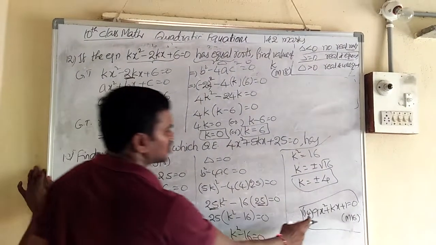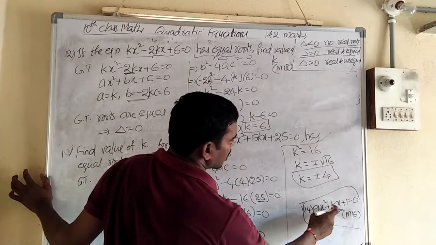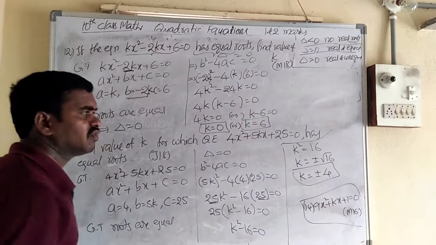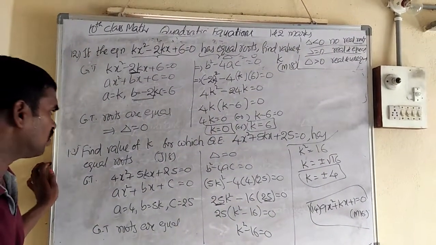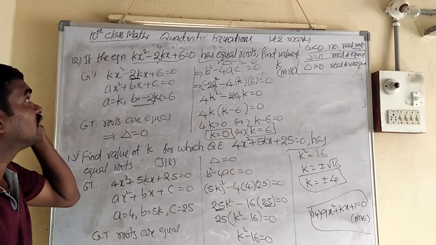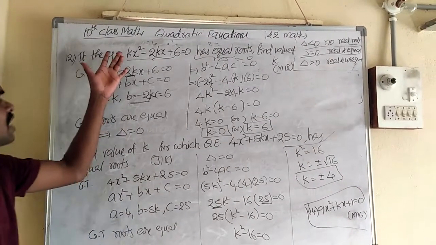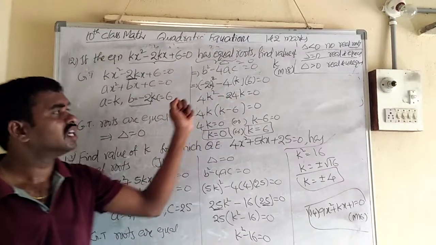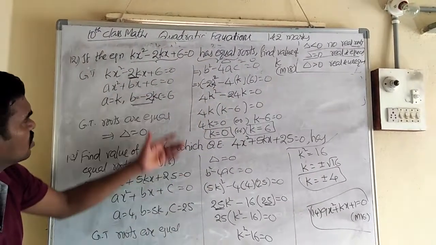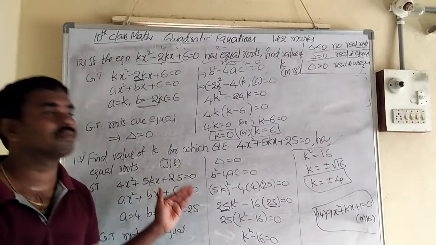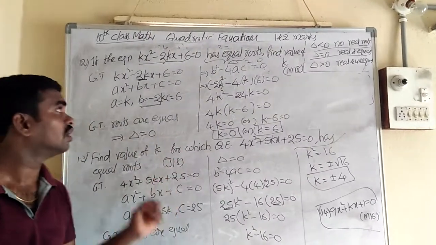Similarly, solve one more question: 9x square plus kx plus 1 equals 0, roots are equal, find the value of k. Dear friends, I'm saying that the concept of finding the k value when given that real roots are equal is very important. We can observe the same type of questions are repeated. The question is not repeated, the concept is repeated. So the concept is important.